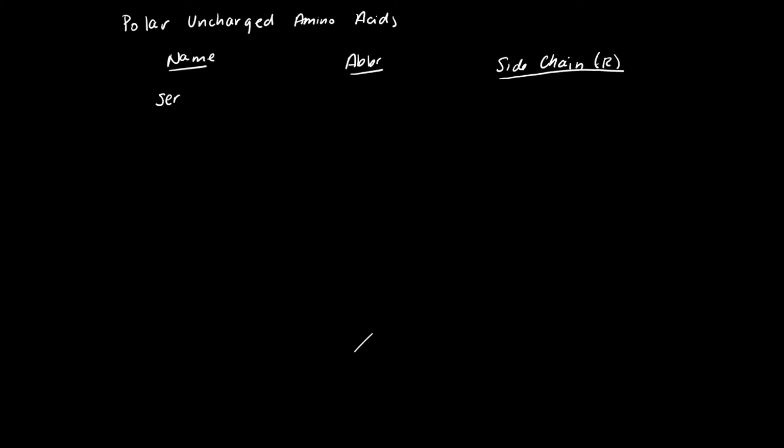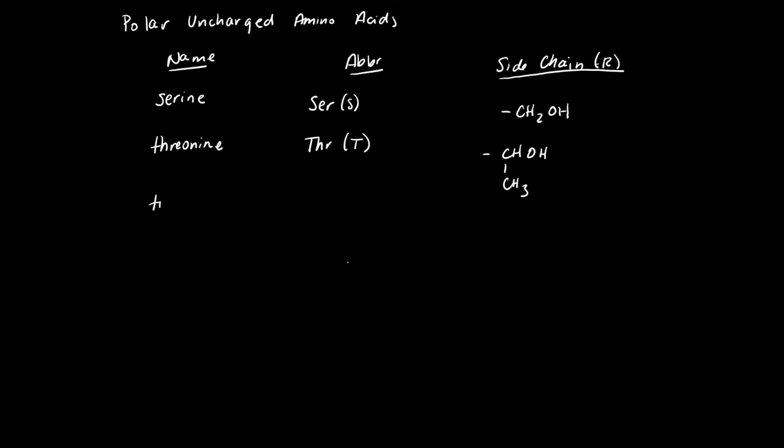And our first one of those will be serine. So serine has a hydroxyl group. So it's CH2OH. Next we have threonine. So this one has an additional methyl group compared to serine. So threonine can actually be relatively hydrophobic, and it's not surprising to find that one in the interior of a protein.